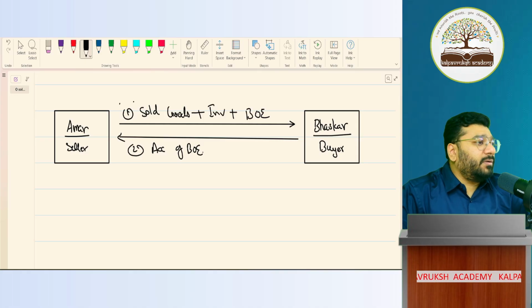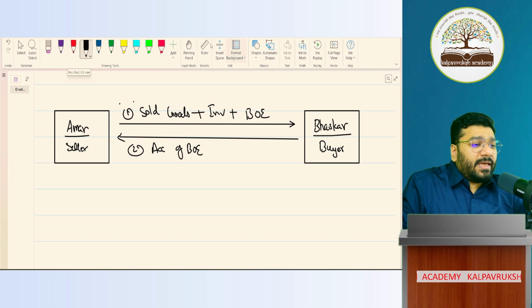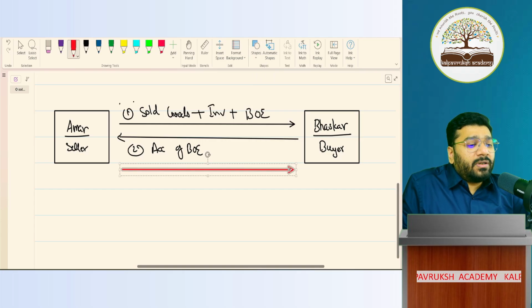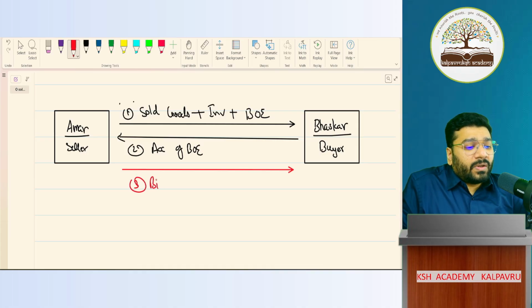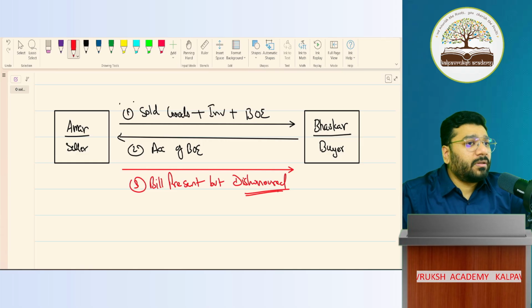Amar, once he receives the bill, will hold the bill and wait till the date of maturity. On the date of maturity, what is he supposed to do? He is supposed to present the bill to Bhaskar, and Bhaskar is supposed to honor the bill by making the payment. But in this case, what happened? Amar presented the bill to Bhaskar, but Bhaskar dishonored the bill. Bill presented, but dishonored. Clear so far?